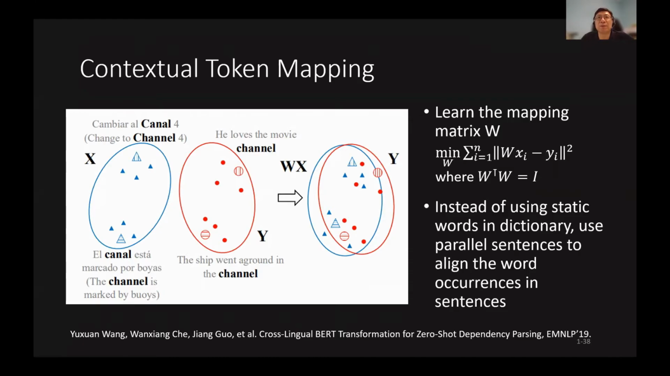The major difference between the contextual token mapping and the static word mapping is the sampling methods for the aligned words. In static word mapping, the word pairs are sampled from bilingual dictionaries without considering the context of the words. But in contextual token mapping, the vectors for xi and yi are sampled from the occurrences of the words in the parallel sentences. Therefore, this sampling approach actually takes the contextual information into consideration. Each token vector only represents a single non-ambiguous sense of the word. Therefore, this mapping is expected to be more accurate.